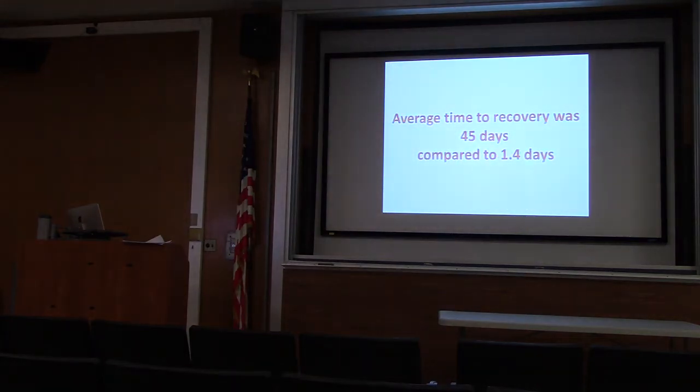But why do we care? Why do we care about this injury? Because the recovery time for a high ankle sprain is much more than a regular ankle sprain. So the average time for recovery for a syndesmotic injury is 45 days. That's a month and a half compared to 1.25 days for an ankle sprain.